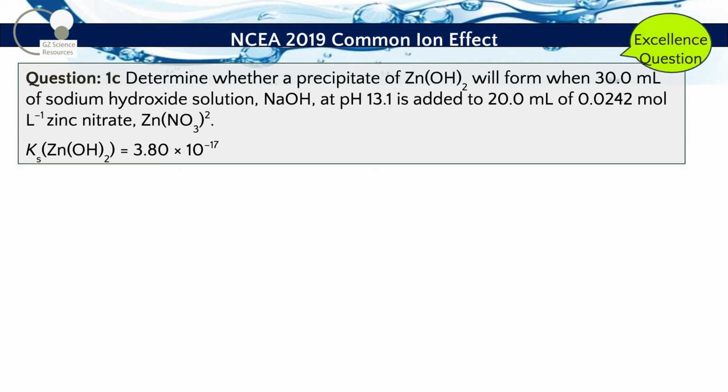Correct. Precipitation will occur. You can say precipitate will form, or precipitation will occur. You were right. So was I. Precipitation. Did you do it right? No, you forgot to do it.